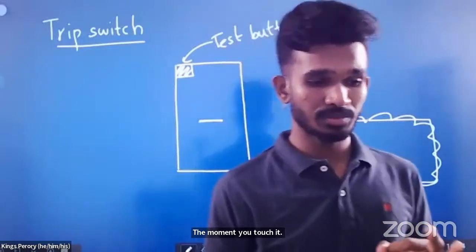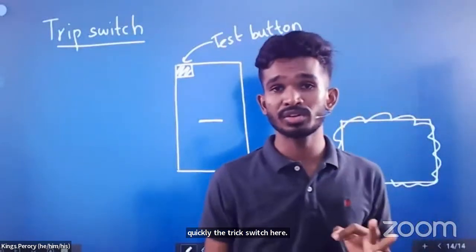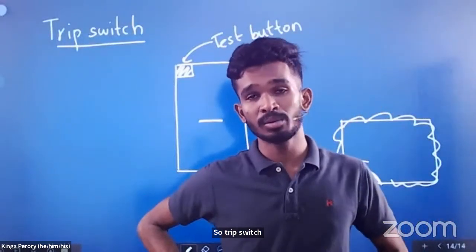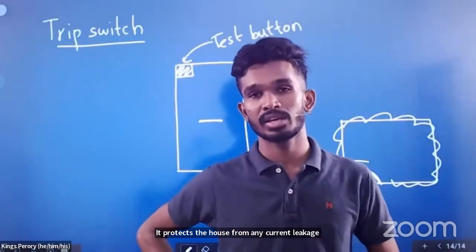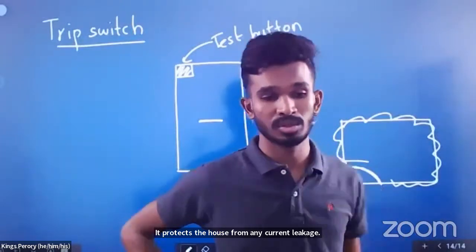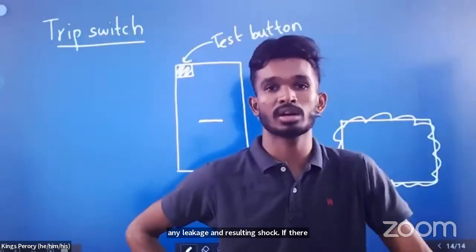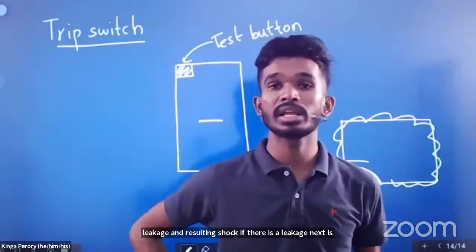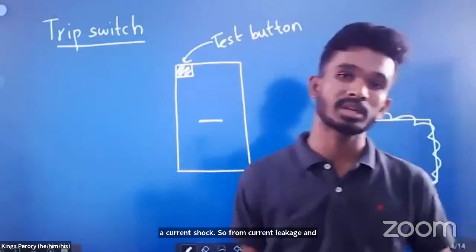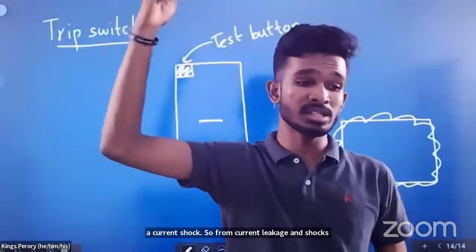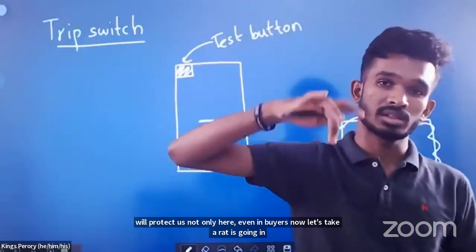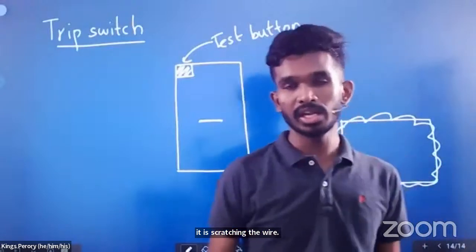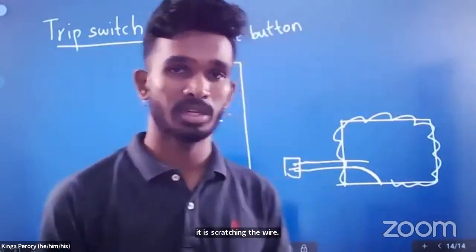So the function of the trip switch is it protects the house from any current leakage and the resulting shock. If there is a leakage, next is a current shock. So from current leakage and shocks, the trip switch will protect us. Not only here, even in wires. Now let's take a rat is going in, it is scratching the wire. The water from there can also leak. So any leakage, the trip switch will trip.